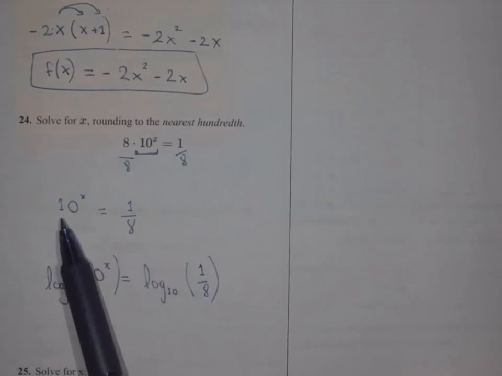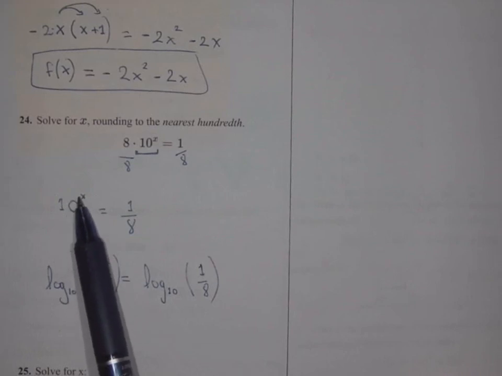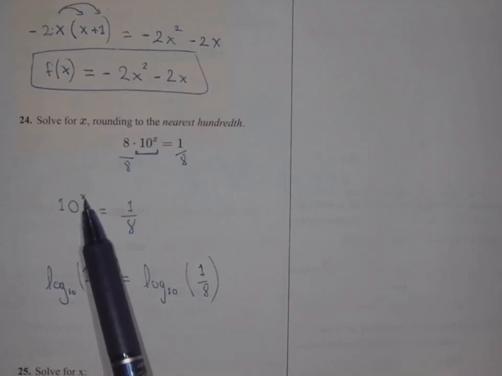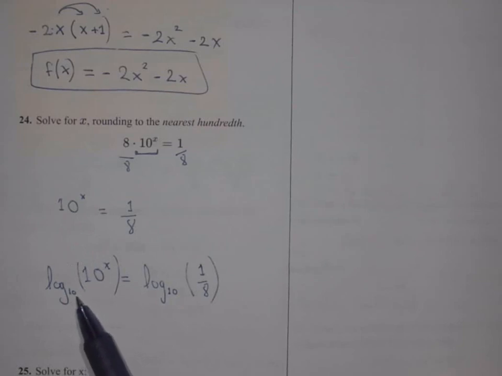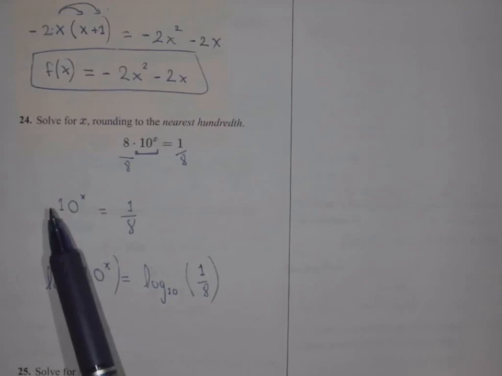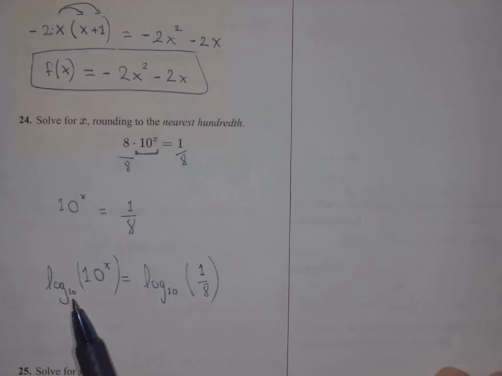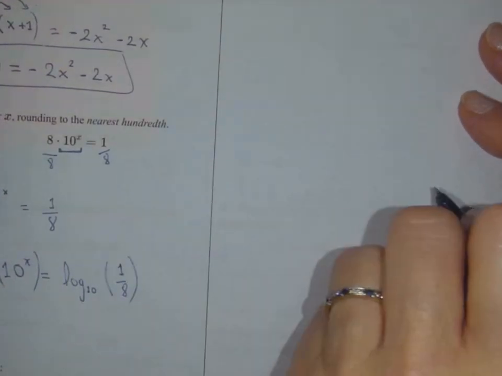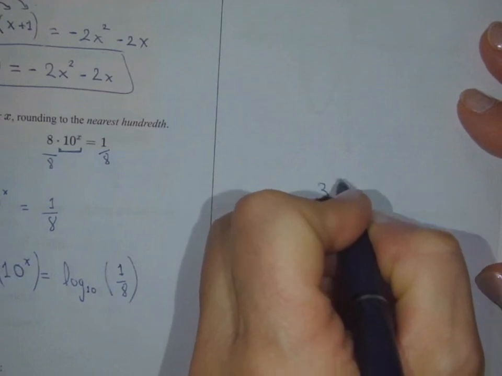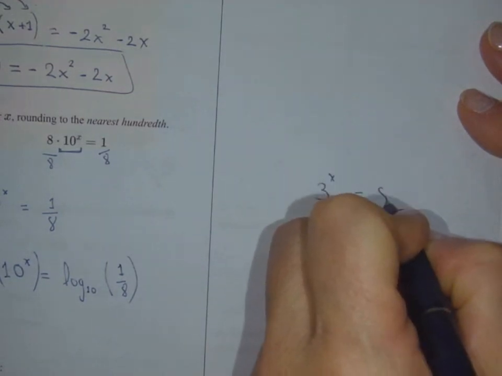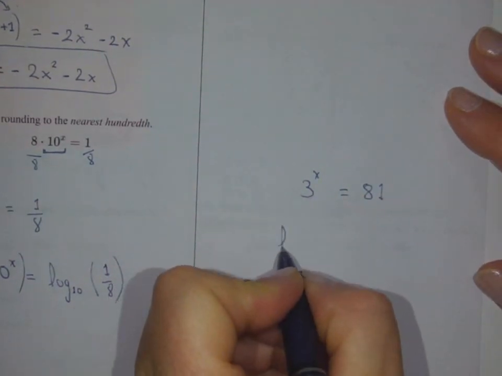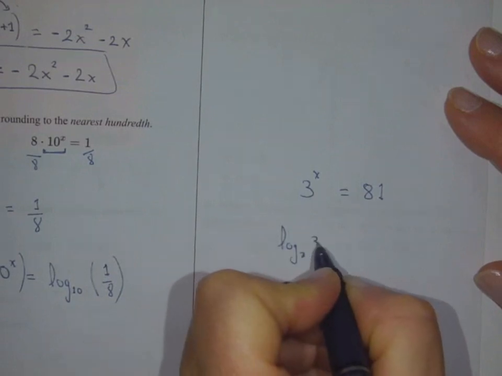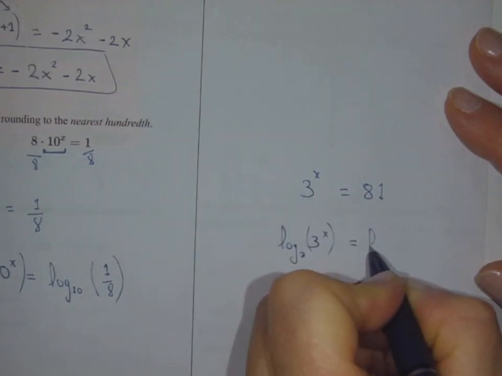And so I want, because the inverse operation of an exponential, when your variable is in the exponent, is a logarithm. And to find which logarithmic base I want, I'm going to look at the base of my exponent. It's a 10, therefore I want a base 10. If I had something like 3 to the x is equal to 81, for example, well, now the base of my exponent is 3, so now I would want a log base 3 on both sides.